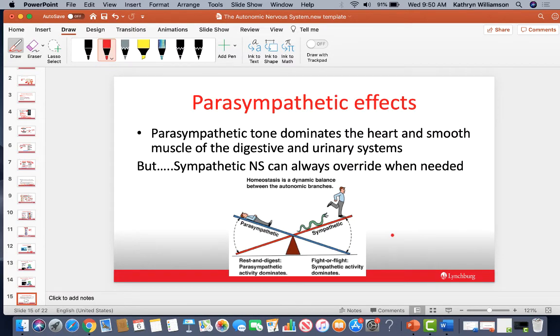Okay, so in a lot of cases, even though we have dual innervation, we have innervation of all these structures through both sympathetic and parasympathetic, sometimes one is more dominant. So typically what we see is parasympathetic nervous system dominates the heart and the digestive tract and the urinary system. So at any point in time, parasympathetic input is always going to be greater than sympathetic. So we can say sympathetic is kind of down, parasympathetic is kind of up. But when we need something, when we see a snake outside or that bear in the parking lot, sympathetic nervous system can always override when it needs to.